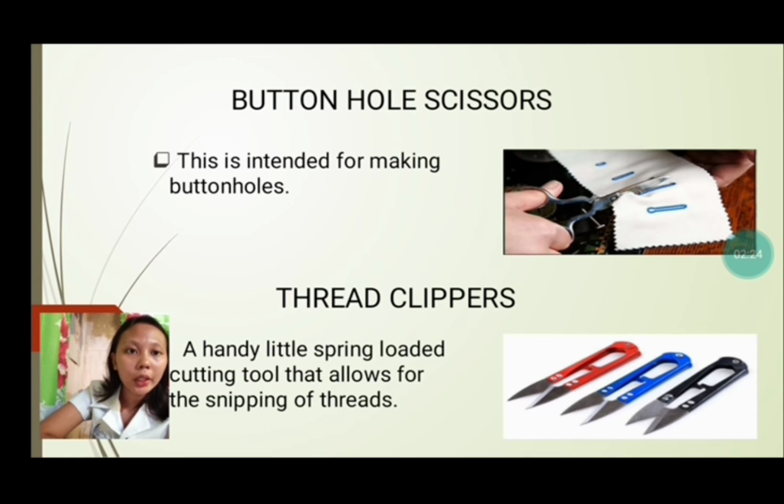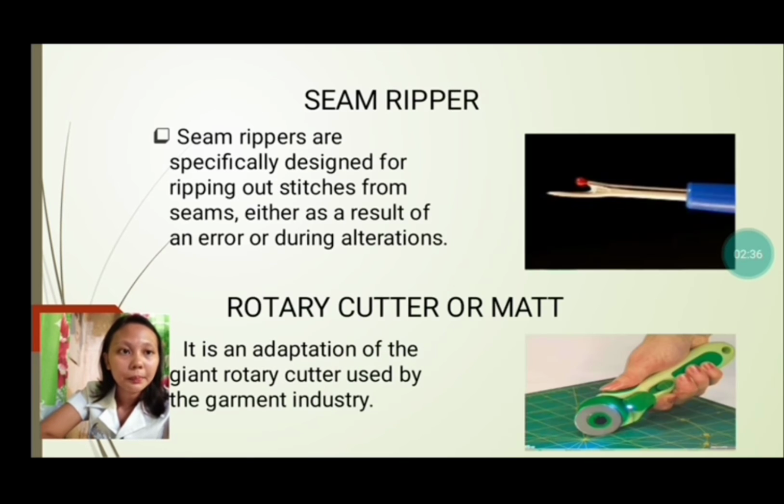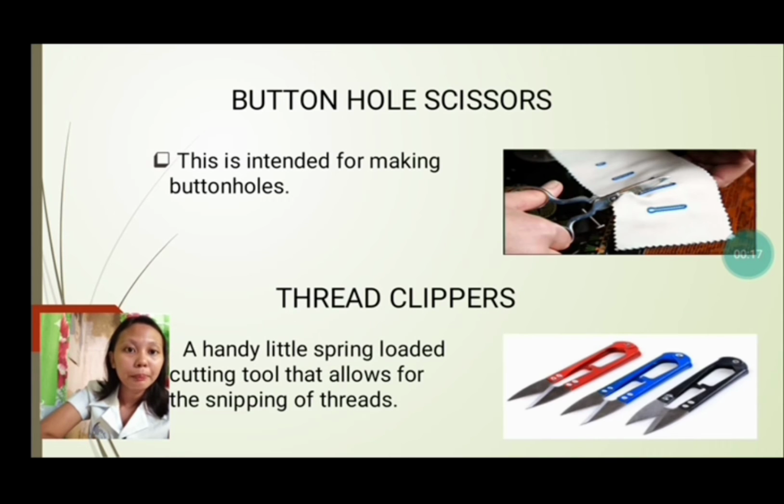Okay, we have the fourth cutting scissors. It is called a thread clippers. A thread clippers is a handy little spring-loaded cutting tool that allows for the snipping of threads. So this type of cutting scissor is intended only for cutting a thread, not a fabric.